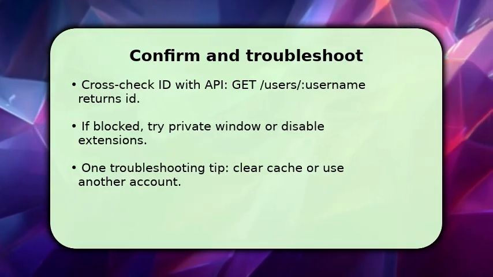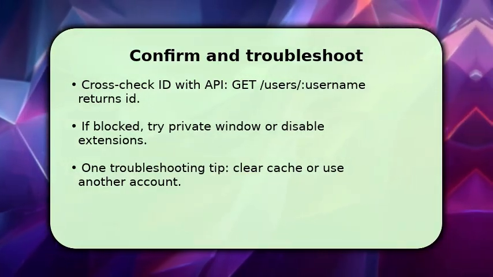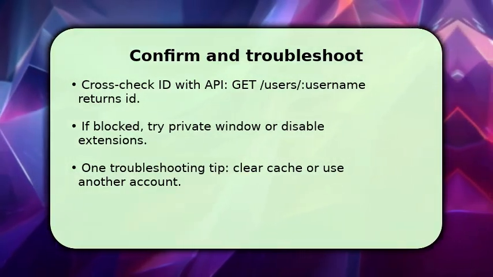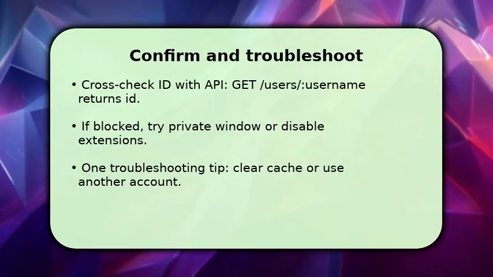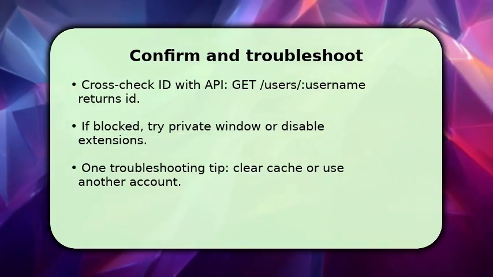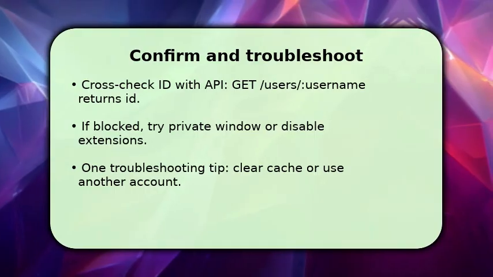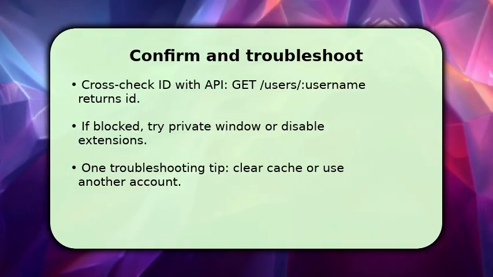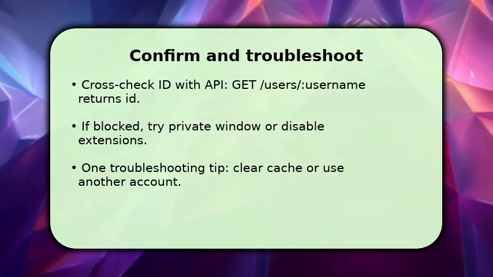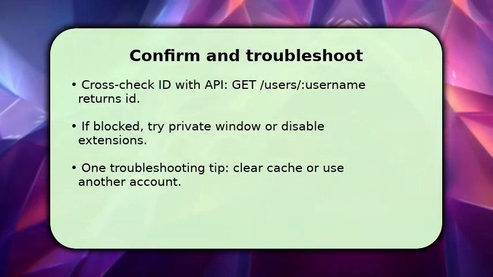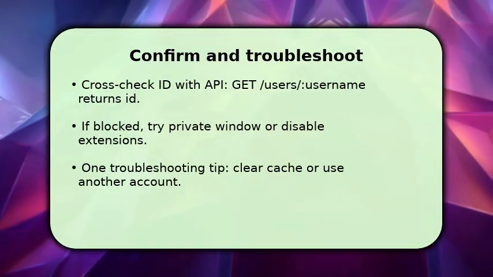If you cannot see the ID, try a private window or temporarily disable extensions that alter page content, because ad blockers can hide network calls. If things still fail, clear browser cache or use a different account to reproduce the steps. This rules out permission or cache-related issues that often block visibility.